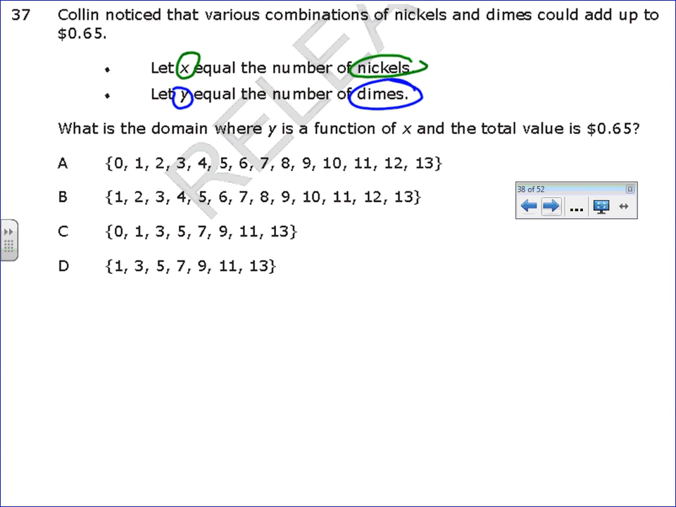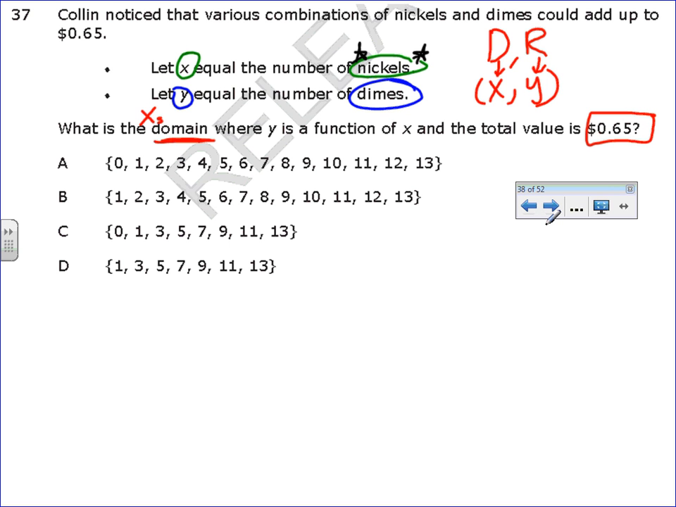Okay? But what is the domain? Domain where y is a function of x and the total value is 65 cents. Domain represents your what? x's. Okay? Domain and range is just like x comma y. This represents my x values, this represents my y values. So when I'm talking about x's, I'm really talking about what? Nickels. What are my combinations of nickels I could have that would make up 65 cents?